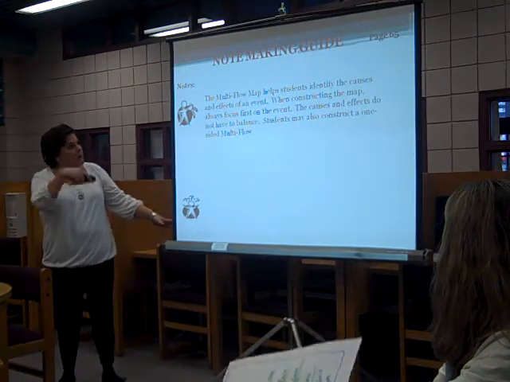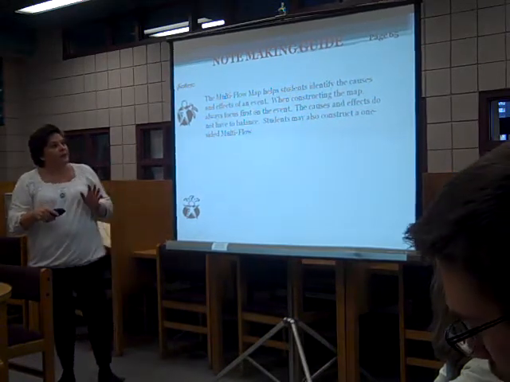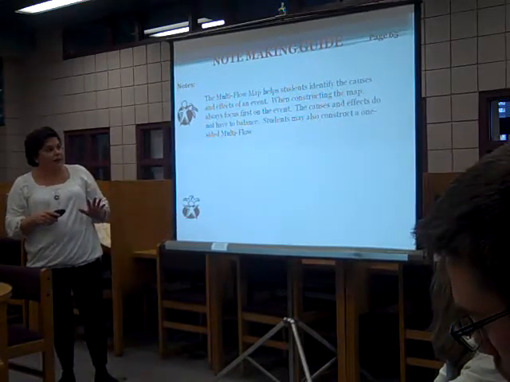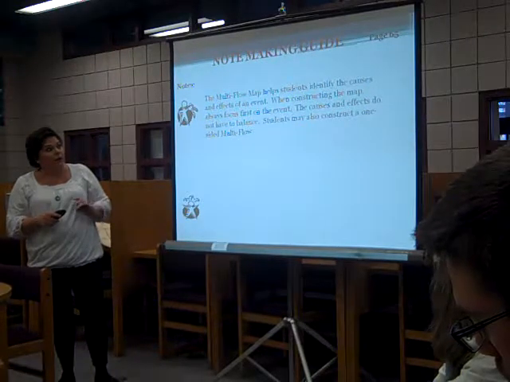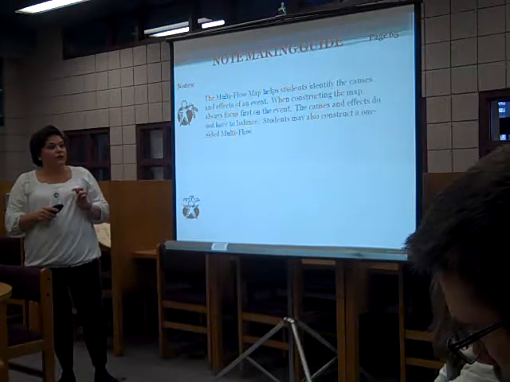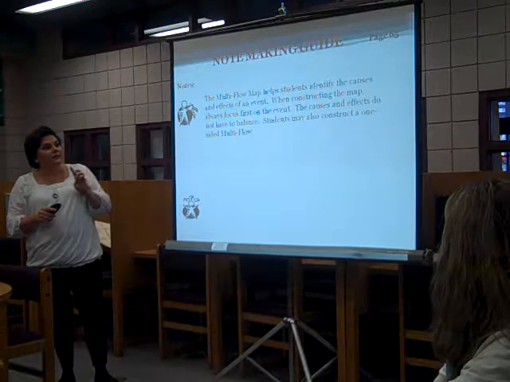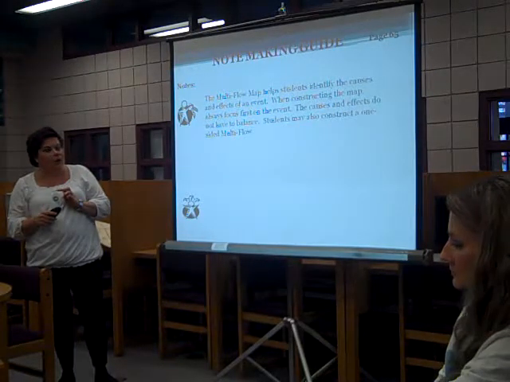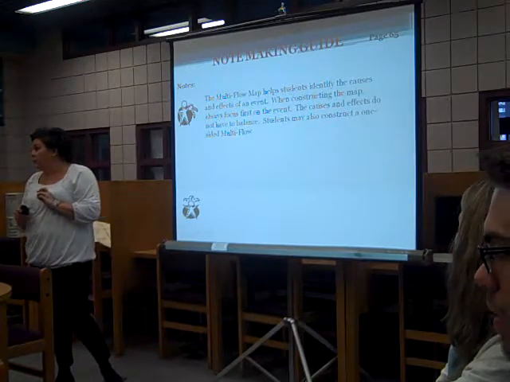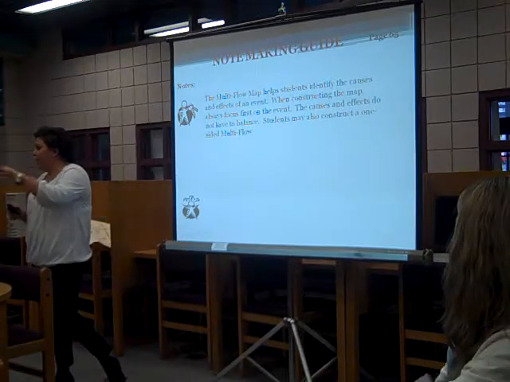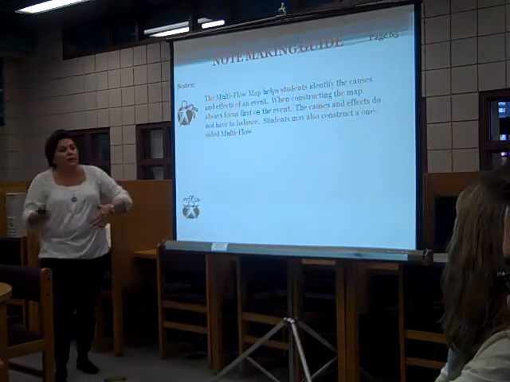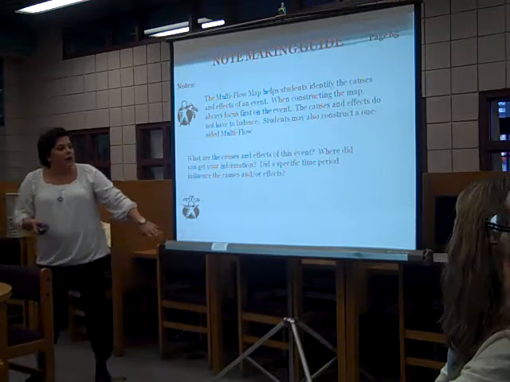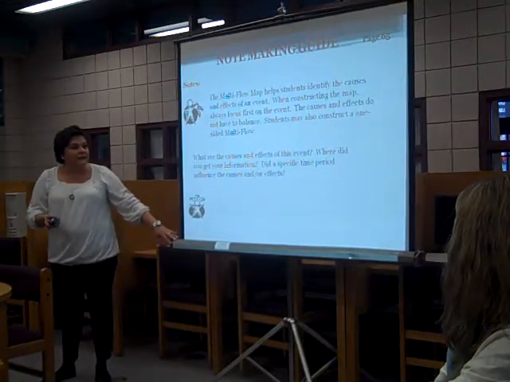The correct version. Okay. The multi-flow map helps students identify the causes and effects of an event. When constructing the map, always focus first on the event. The causes and effects do not have to balance. Students may also construct a one-sided multi-flow. So you can only do one side, causes or effects. You don't have to do both sides. What are the causes and effects of this event?